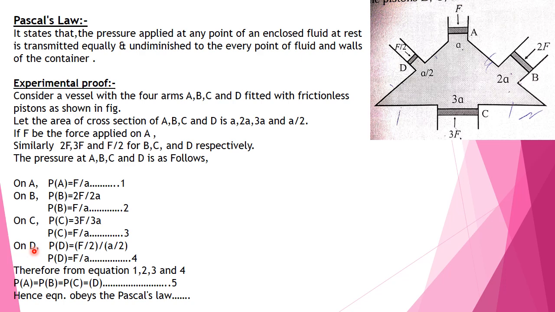On D, PD means pressure at D is equal to F by 2 divided by A by 2, the 2 cancels. Final pressure at D is equal to F by A, equation number 4. Therefore, from equations 1, 2, 3 and 4, it is clear that the pressure at points A, B, C and D remains the same. Therefore, equation 5 gives Pascal's law. Hence the equation obeys Pascal's law.